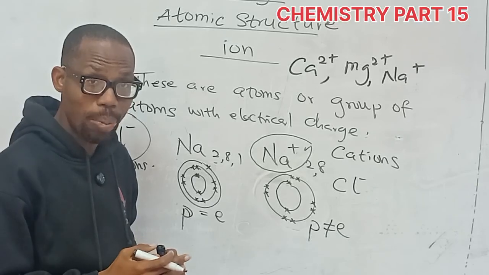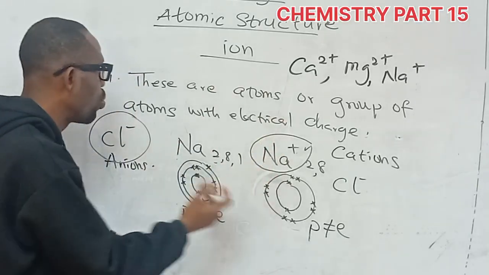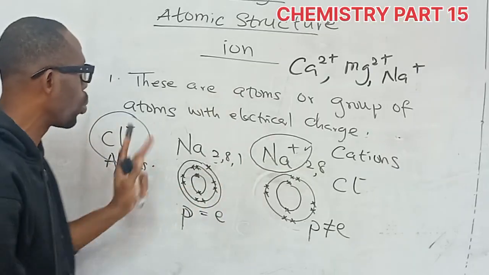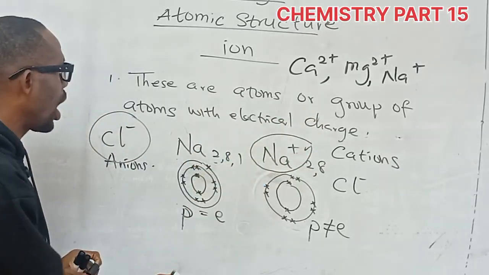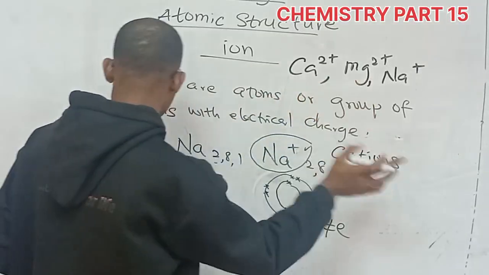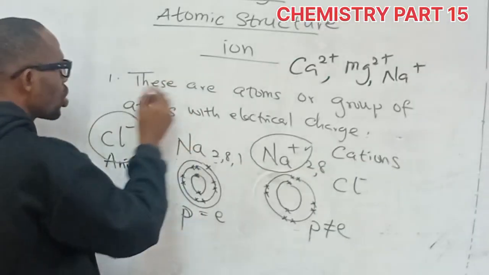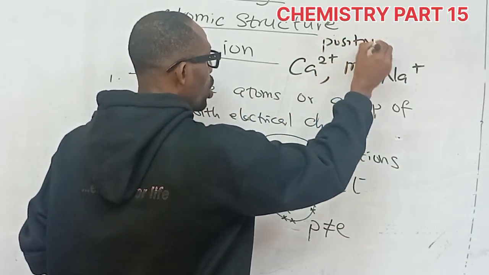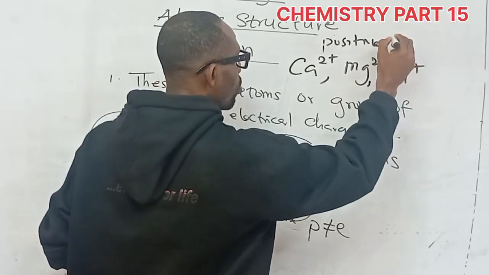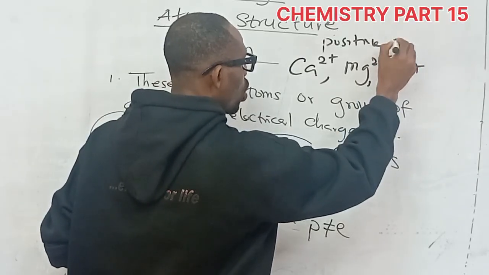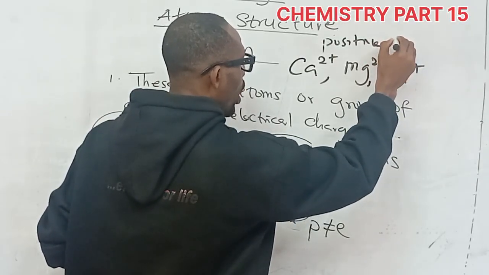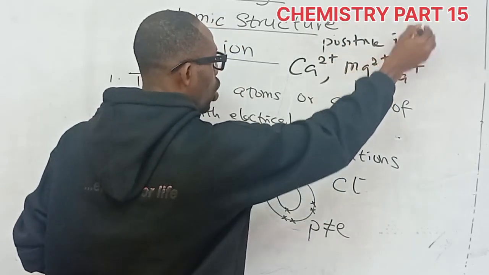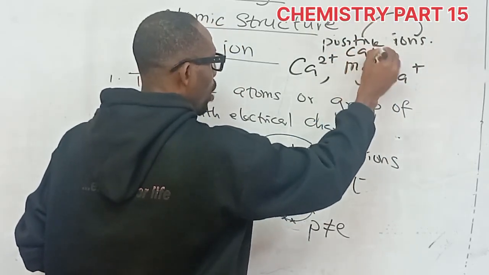Do you understand what I'm talking about? So with this, you now know what an ion is. They are atoms or group of atoms with what? Electrical charge. And I gave you example of cations. Let me give you example of anions. Ions with positive charge, okay? Take note, ions with positive charge, we call them cations.